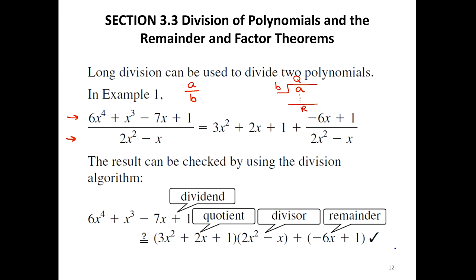Okay, A over B, this equals what? This is equal to the quotient plus the remainder over B. A, this is called the dividend, and B, this is called the divisor.